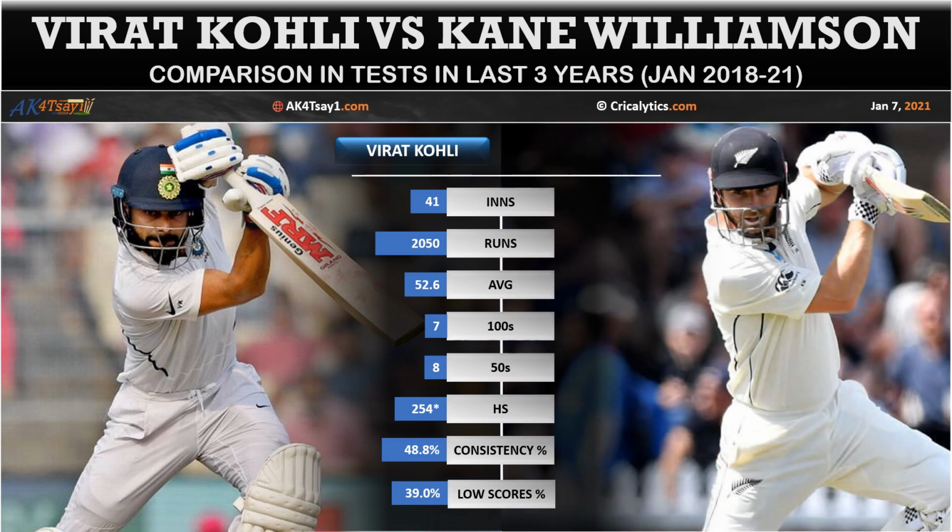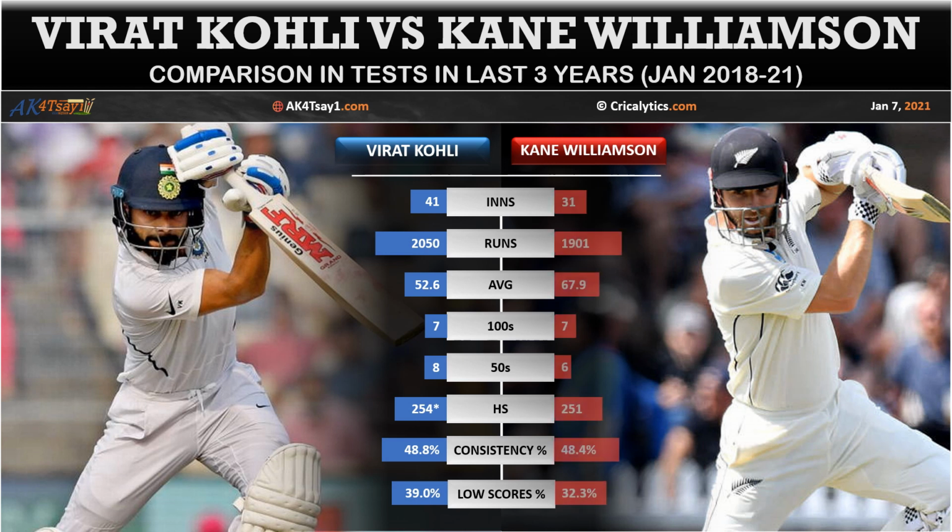Kane Williamson, on the other hand, has scored a total of 1,901 runs from 31 innings at an average of 67.9. His consistency stands at 48.4% and his low scores stand at 32.3%. However, it is interesting to note that during the same time period, Williamson's away performance has been below par with 467 runs at an average of 38.9.